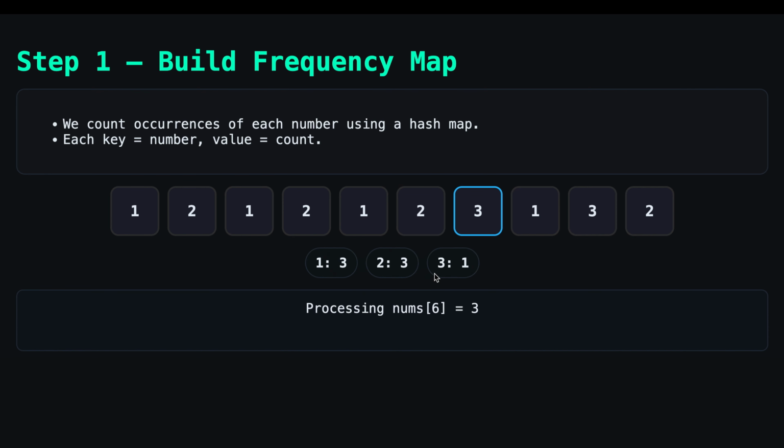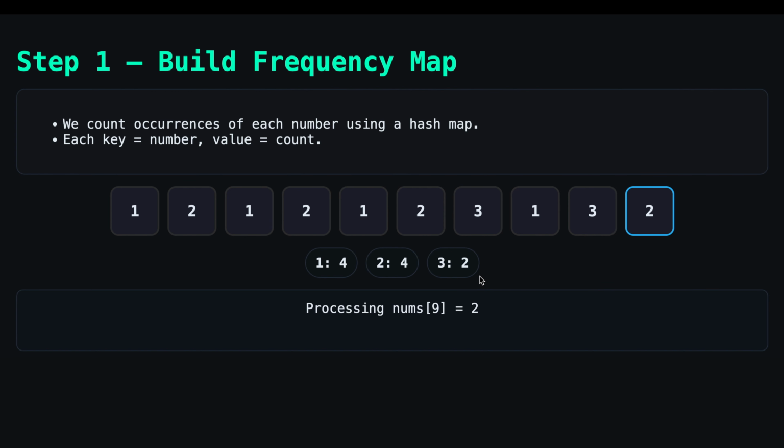At index 6, the element is 6, so we add it with a count of 1. Now at index 7, the element is 1, so we increment its count to 4. At index 8, the element is 3, so we increment its count to 2. And finally at index 9, the element is 2, so we increment the count of 2 to 4. So finally our frequency map looks like this. So now we know how many times each number appeared in the input array.